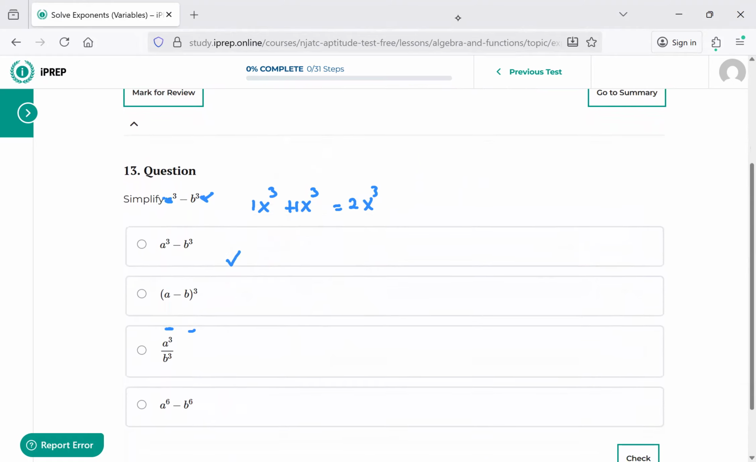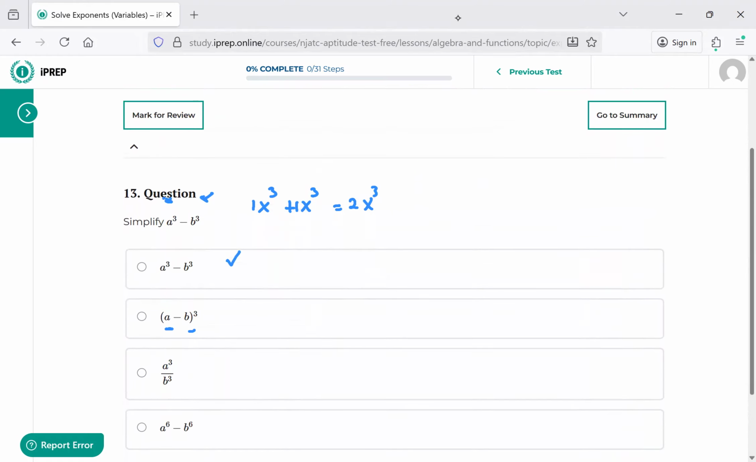Simplify. So let's see. We have a cubed minus b cubed. Unfortunately, there's different letters. They may have the same exponents, but they're different letters, so we can't do much. It is what it is. So be careful. Which one do you think it is?